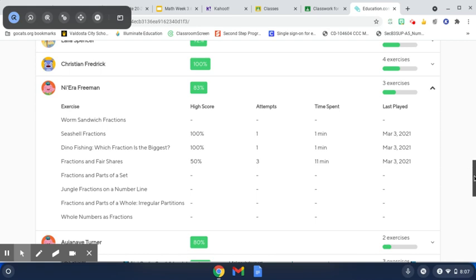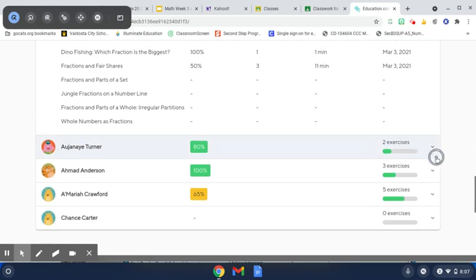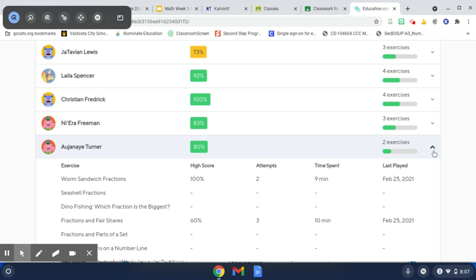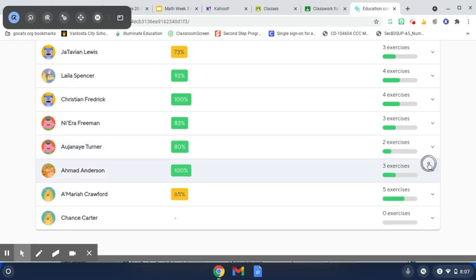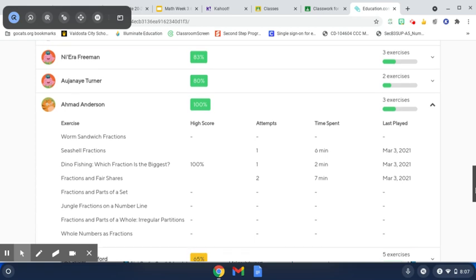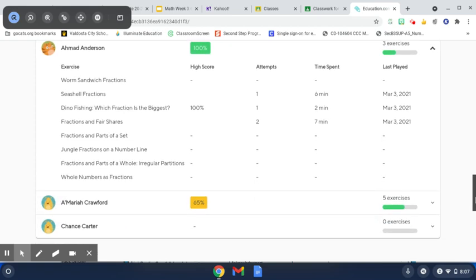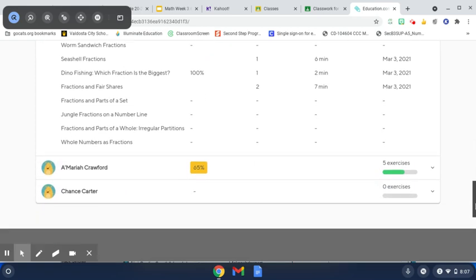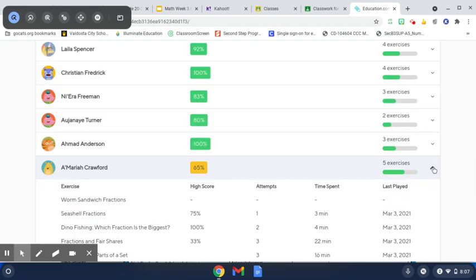Get that one done. Janae, you 80% through it. You only got 2 exercises. You need to come back in here and work. Ahmad, you got 3 exercises done. Definitely got to do the jungle fractions on the number line. Amaria, you got 5 exercises done.